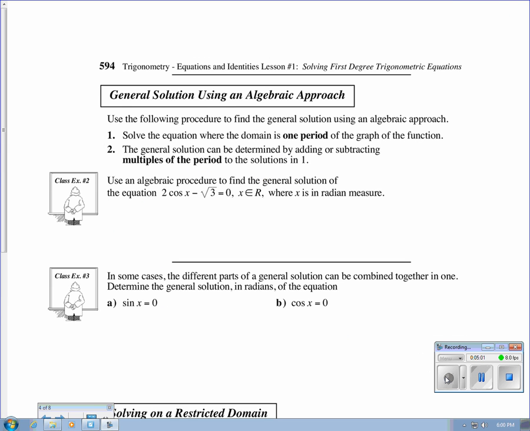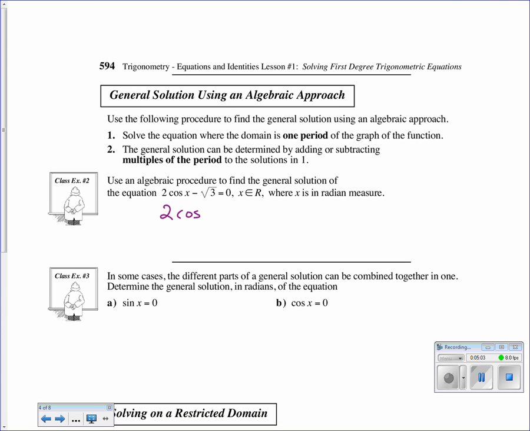So starting this one off, 2 cosine x equals root 3, and now I'm asked to do it algebraically. Cosine x equals root 3 over 2. And I'm going to go inverse cosine to find the angle. And remember, I'm making use of my CAST rule as well as my new repetition of period. The general solution can be determined by adding or subtracting multiples of the period. So we want to start recognizing that again.